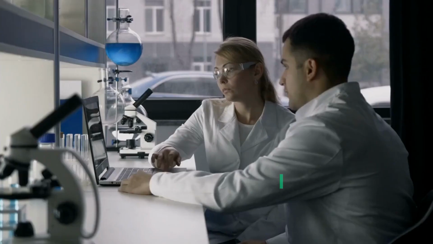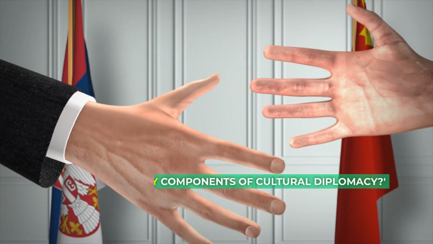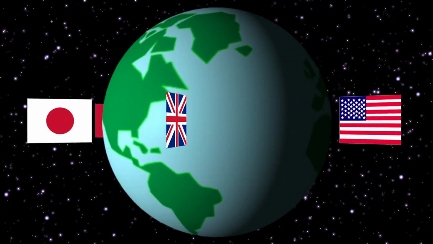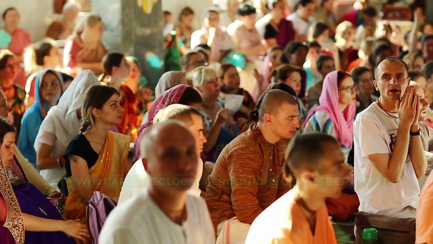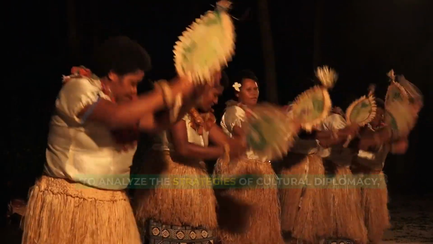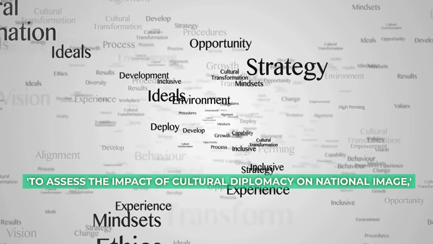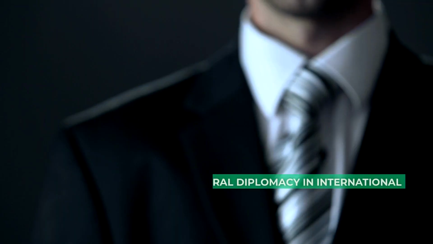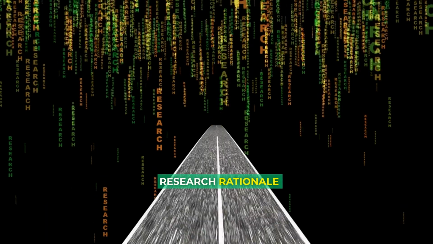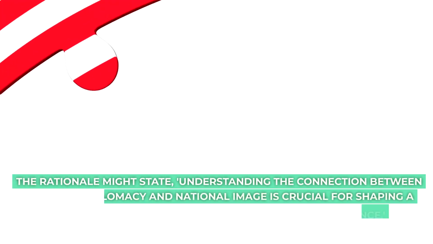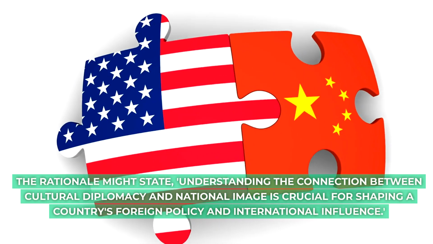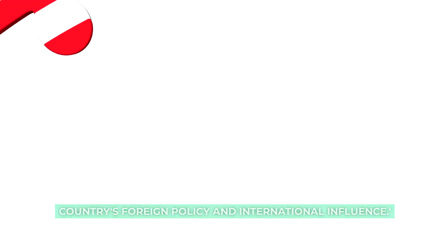Research questions. What are the key components of cultural diplomacy? How do these efforts affect a nation's image? What are the global perceptions of these efforts? Research objectives. To analyze the strategies of cultural diplomacy. To assess the impact of cultural diplomacy on national image. To examine the role of cultural diplomacy in international relations. Research rationale. The rationale might state, understanding the connection between cultural diplomacy and national image is crucial for shaping a country's foreign policy and international influence.